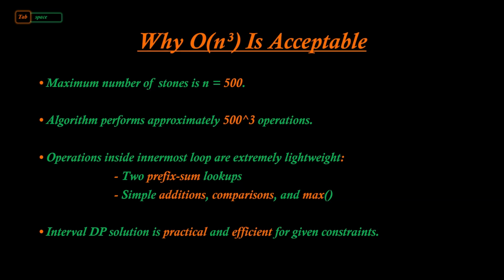That is why using prefix sums is important. Without prefix sums, calculating the sums repeatedly could introduce additional work and make the implementation unnecessarily slow. With prefix sums, the intended O(n^3) interval DP solution is practical for n equal to 500.